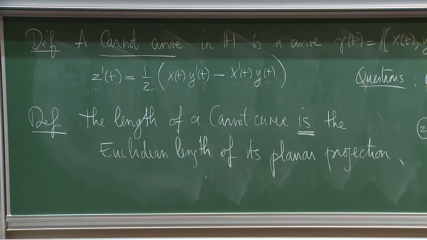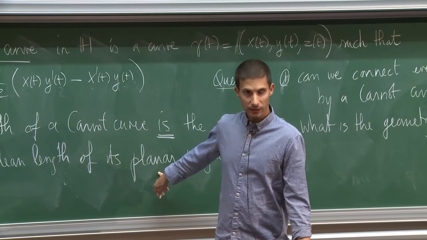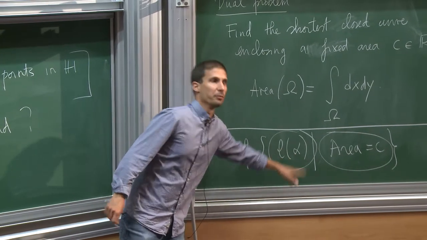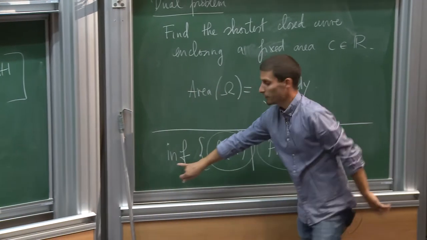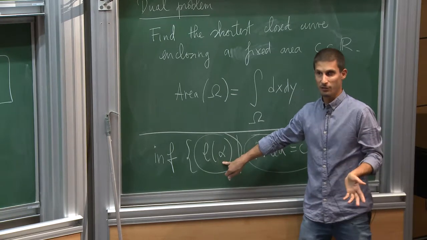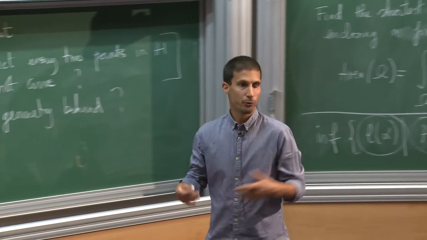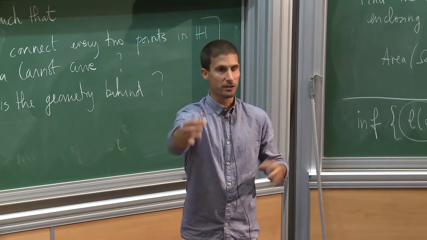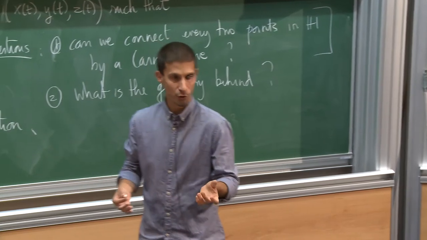Why should we do this? Because if you use this definition, what is now a solution to this problem? Since the length of the planar projection, by definition, is the length of the Carnot curve in the big space, I am just trying to find the infimum of the length of a curve in the Heisenberg group which is Carnot and joins two fixed points. Okay? So if we were in Euclidean space, finding the infimum of the length of curves joining two fixed points means finding what we can call length minimizers or geodesics, in more geometric language.